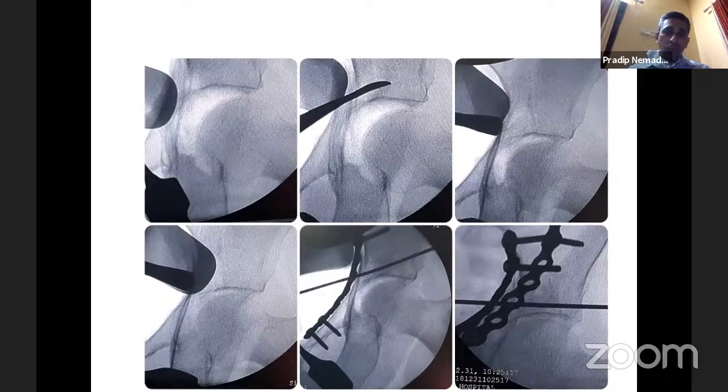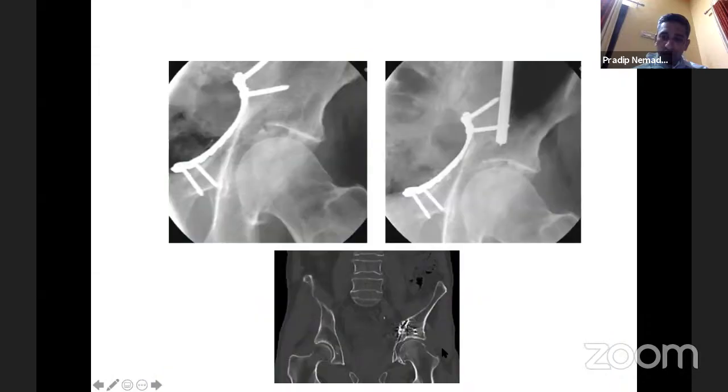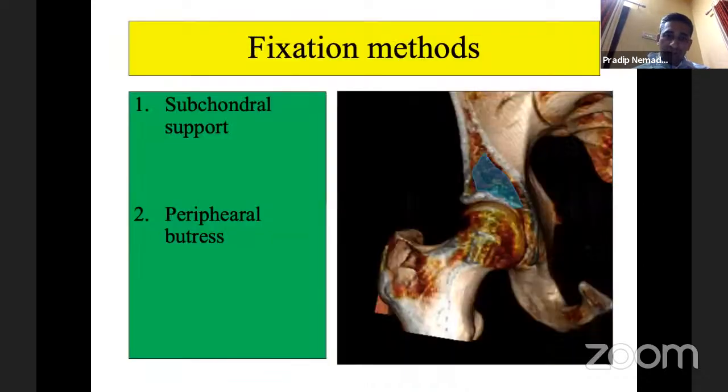So this kind of a reduction. First we lateralize the head, we put a Schanz pin inside, we lateralize the head, and then this dome impacted fragment we can push down and support it with whatever implant is available. Or another way, as has been shown earlier, is that we fix the periphery first and then make a small window and then tamp that fragment down.